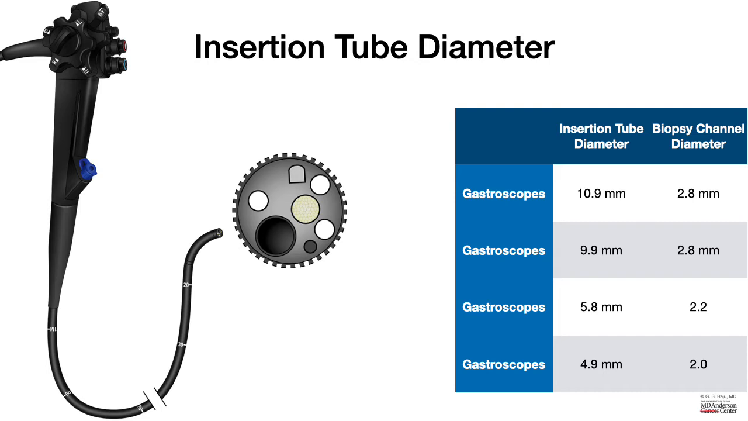If you want to do diagnostic procedures or therapeutic procedures, you want to pick a scope with at least a 2.8 millimeter channel, because most of the accessories are able to go through that and you're able to deliver therapy. On the other hand, if you have a stricture and you want to take a smaller scope to examine, then you go with a smaller insertion tube diameter.